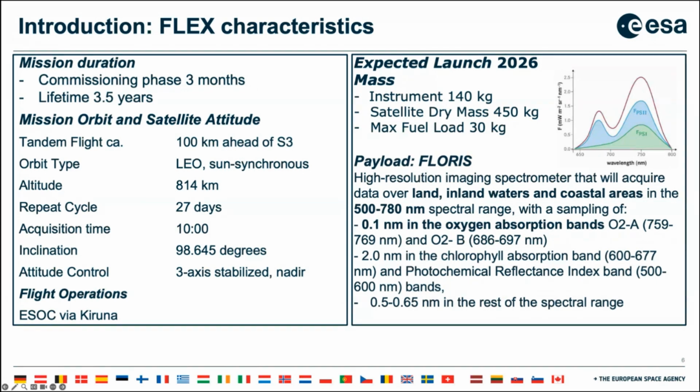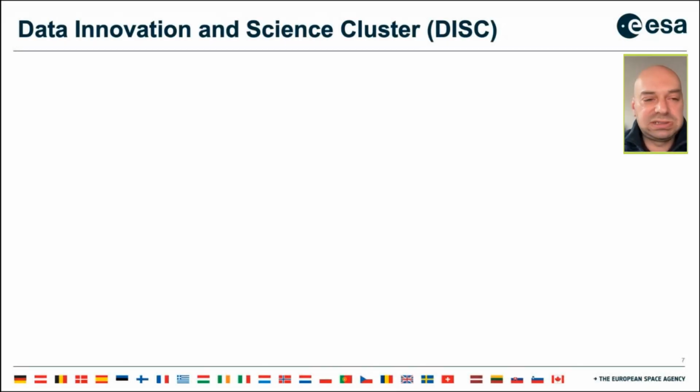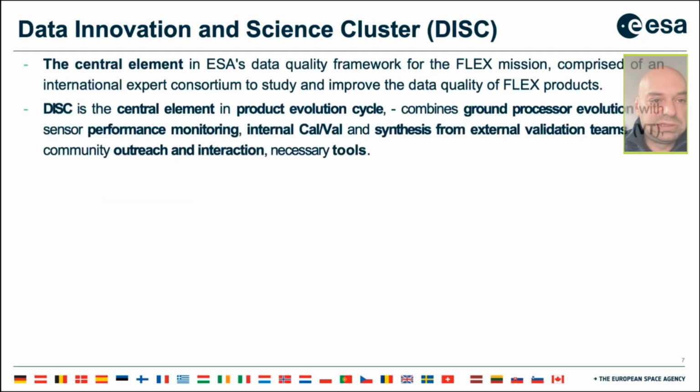And since I started to tell you about the DISC, I will just give you an overview of what DISC is about. So the Data Innovation Science Cluster is the framework in which the collaborative platform will be built. But the DISC is much more than that, of course, as you could guess from the first slides. It will be the central element in ESA's data quality framework for the FLEX mission. And it will comprise a cluster of international experts in the field of fluorescence, but not only, to ensure that the data quality of the FLEX products is the best possible.